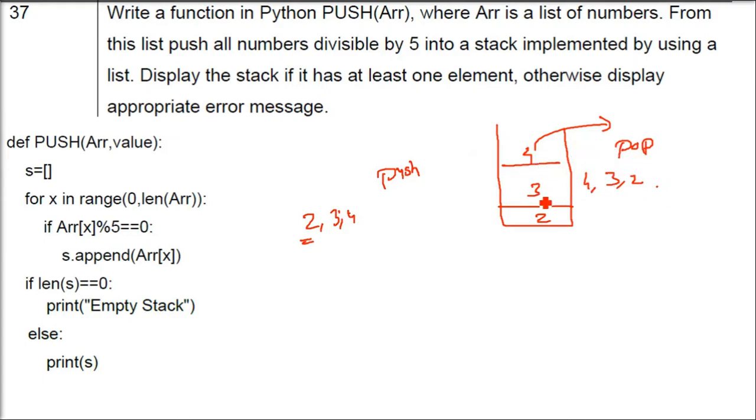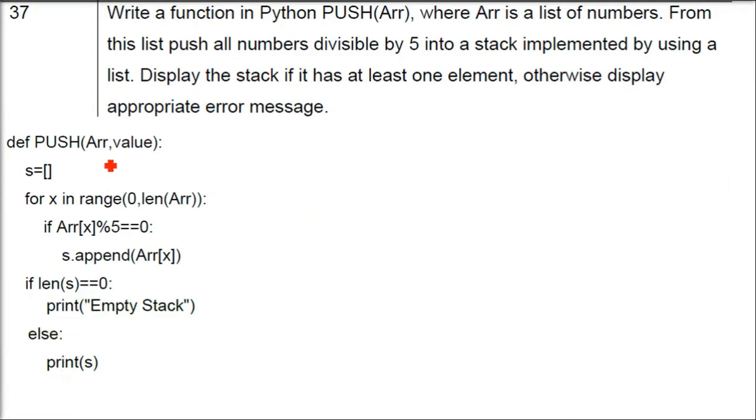When you have taken 4, 3 and 2, and once 2 has been popped, if you try to pop something again, there is nothing, because 4, 3, 2 have already come out. That problem is called underflow. The question is saying display the stack if it has at least one element, otherwise display an appropriate error message. So if 2 is there, then you don't show the message. If there is not even a single number, you say empty stack.